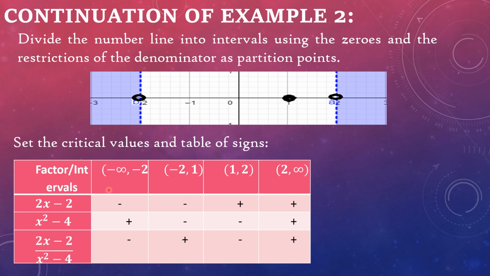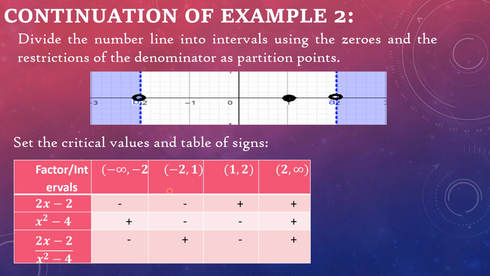For this one, negative infinity until negative 2, we can have negative 3. And if we substitute negative 3 to these factors, we will arrive with these signs. So x equals negative 3. 2 times negative 3 is negative 6 minus 2 is negative 8. So the sign is negative. For x squared minus 4, negative 3 squared minus 4 is 9 minus 4, or that is positive 5. And here is our sign, which is positive. So negative over positive is negative.